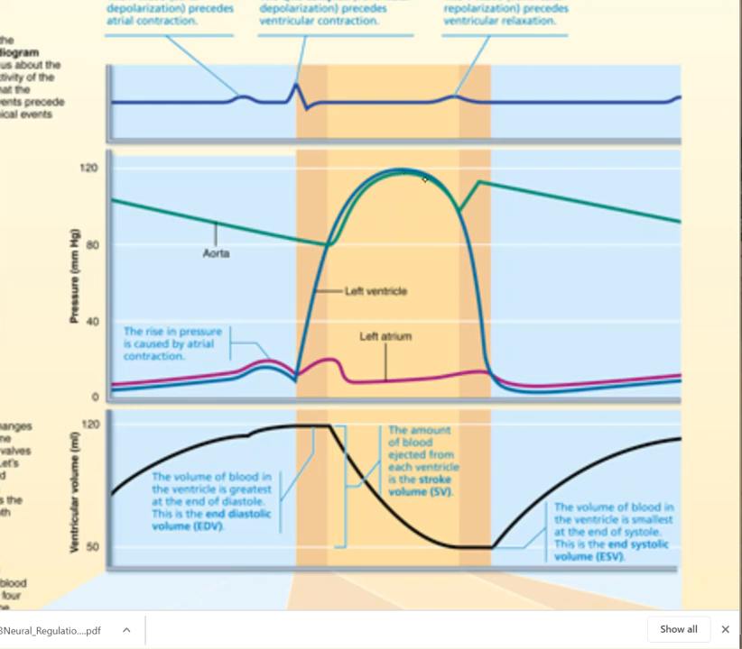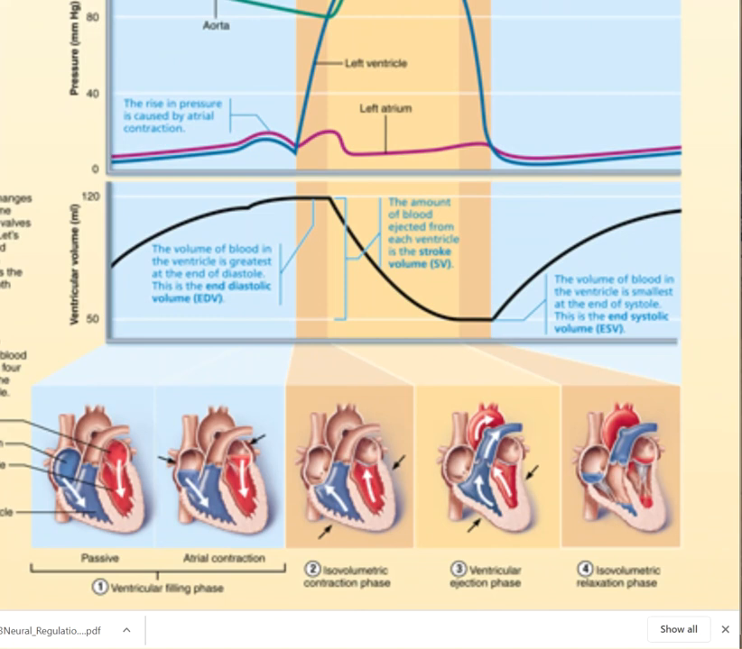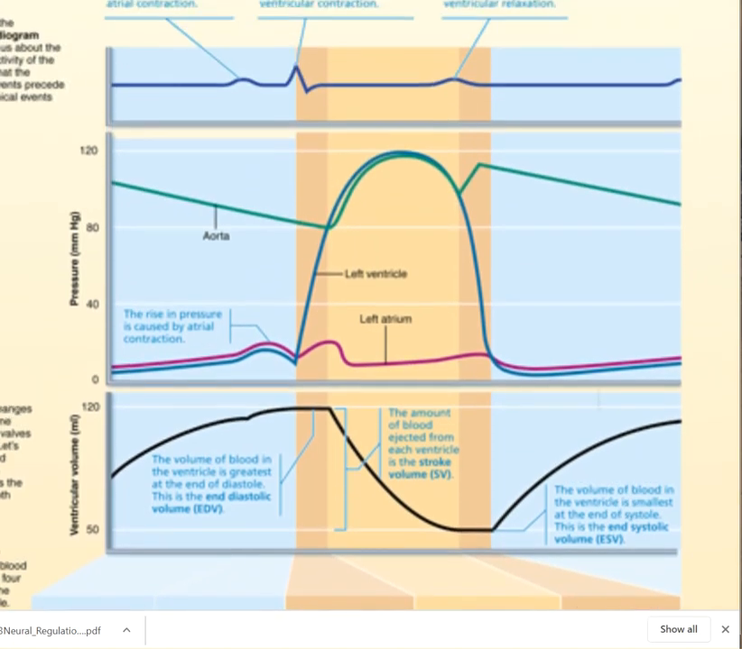But I want to show you something really interesting. Notice right here, as blood goes back in the aorta and the semilunar valves close. So here I'm going to show you the picture down here. Here's the semilunar valves both closed in the aorta and in the pulmonary trunk, right there. And that's where we get our second heart sound.